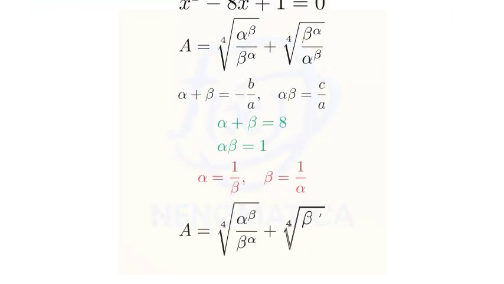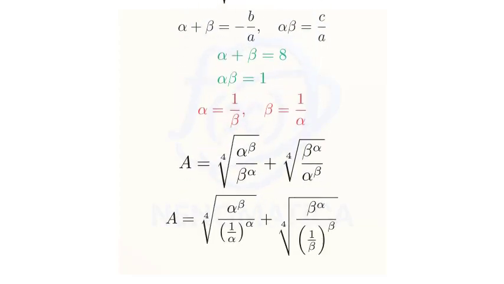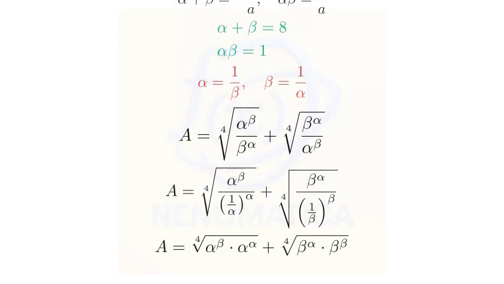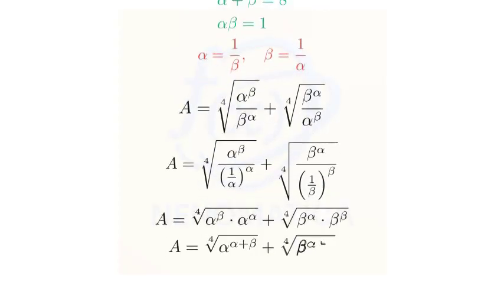Now, we rewrite the expression for capital A once more before substitution. Substitute beta equals 1 over alpha, and alpha equals 1 over beta into A. Because 1 over alpha to the alpha equals alpha to the negative alpha, each denominator moves to the numerator. So we get alpha to the beta times alpha to the alpha inside the first fourth root, and similarly for the second term. Combine exponents with the same base.